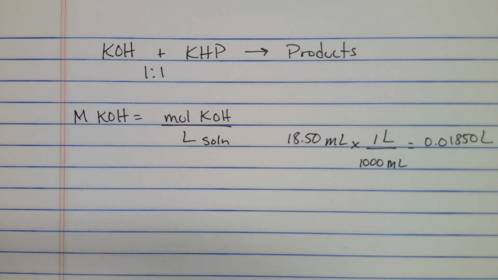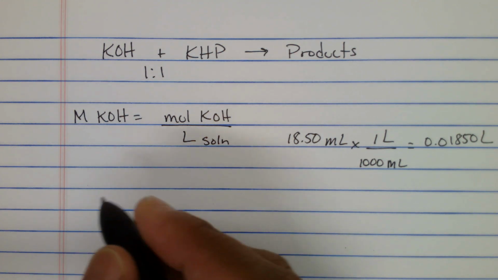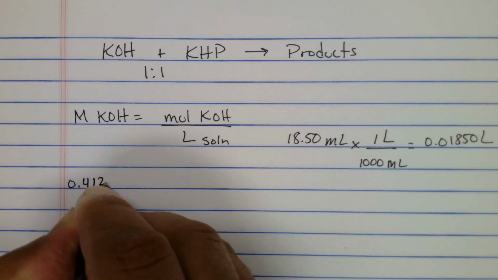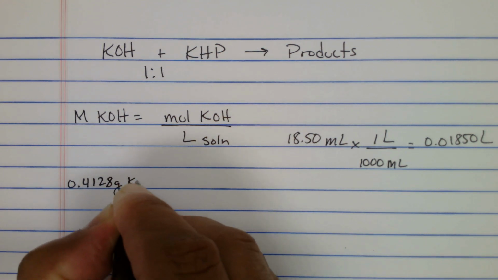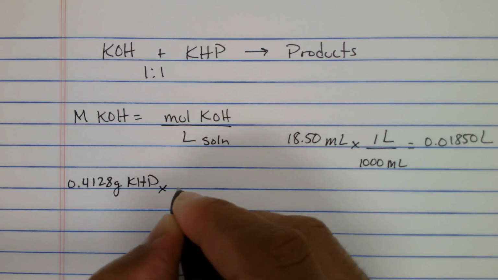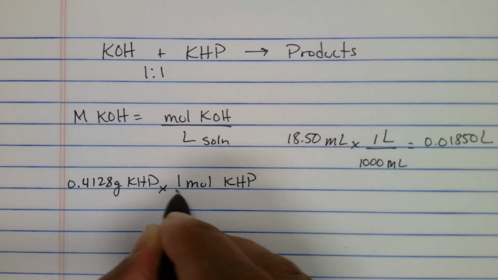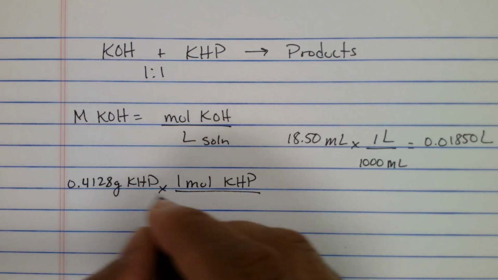Now I want to find the moles of the KOH present. So in this example, we start with 0.4128 grams of the KHP. I'll convert to the moles of KHP.